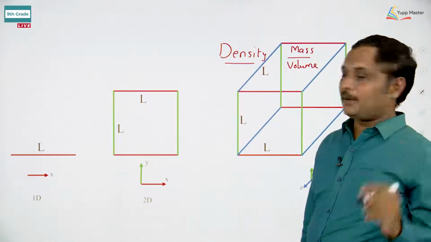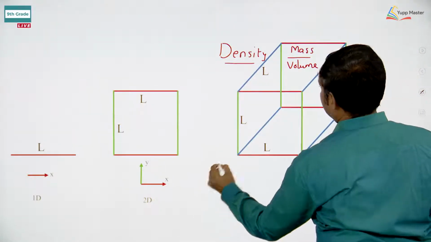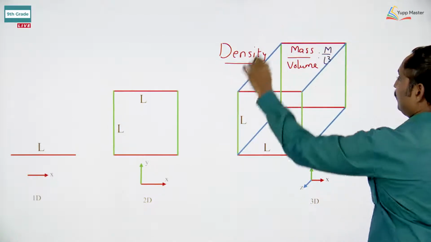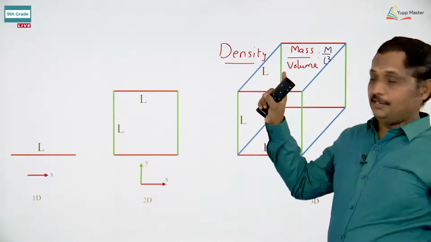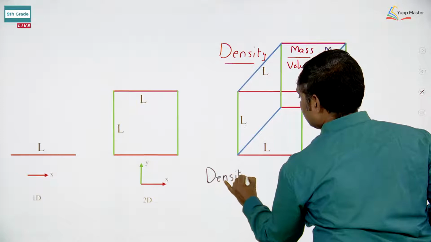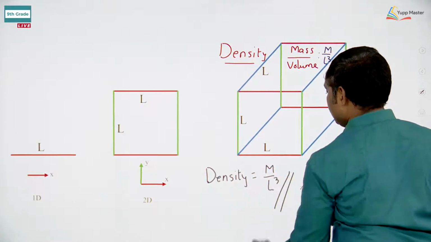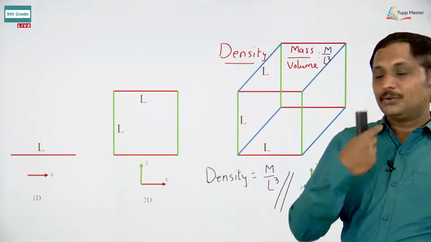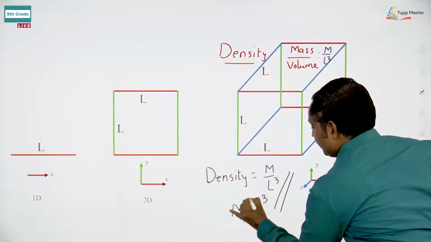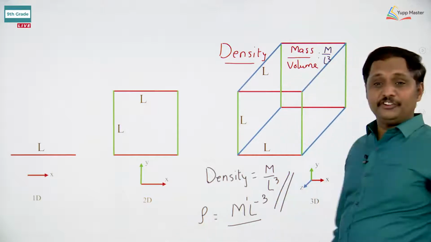So, already we have discussed that volume is going to be L cube. We will take it as m by L cube. Simply you take mass and volume. Therefore, density is equal to m by L cube. It is known that density is represented as rho.